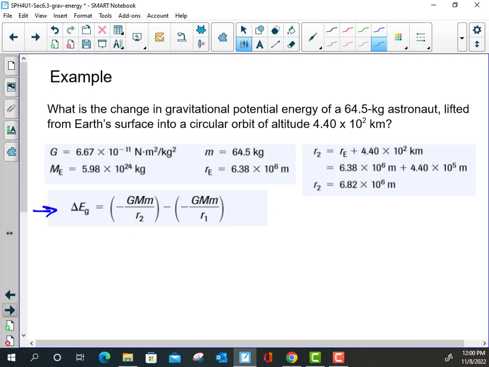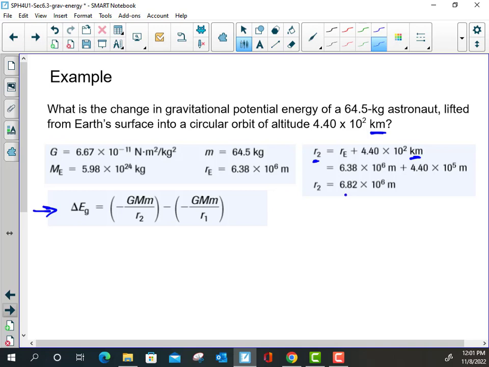So this is one quick example, and then I'm going to stop. What is the change in gravitational potential energy of a 64.5 kilogram astronaut lifted from Earth's surface into a circular orbit of altitude 440 kilometers? So a couple things you don't like right away. I see kilometers, that makes me a bit nervous, so I might change that. You can see over here when we're finding our R2, they've got the radius of the Earth plus that in kilometers, but then they make the change, and we get everything into meters.